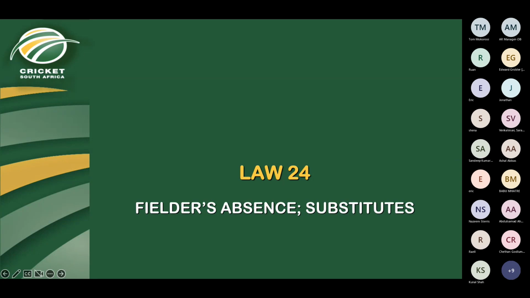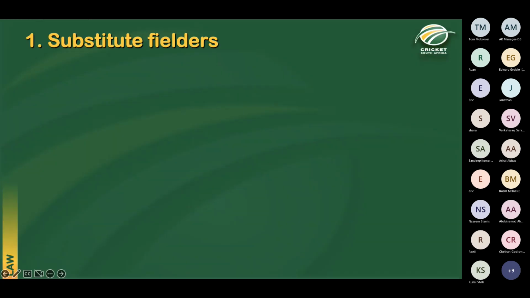We're starting with law 24, which is fielder's absence and substitutes. What is a substitute fielder? The law makes clear differences between a substitute and a replacement.